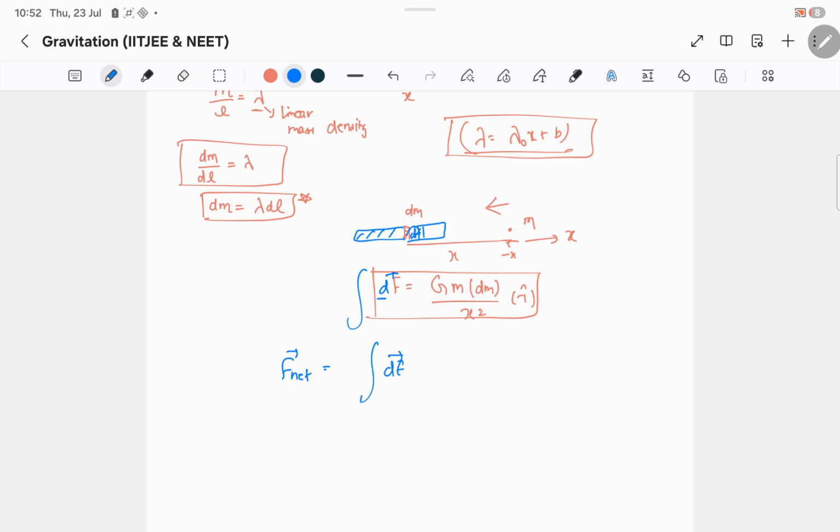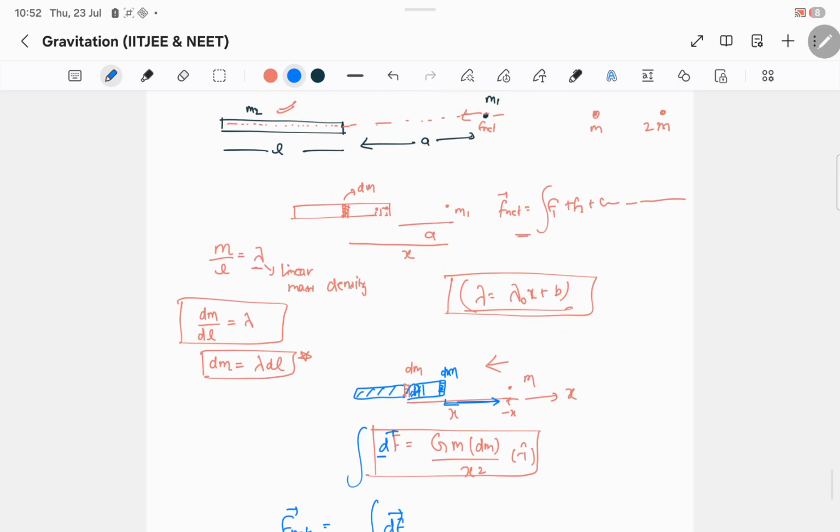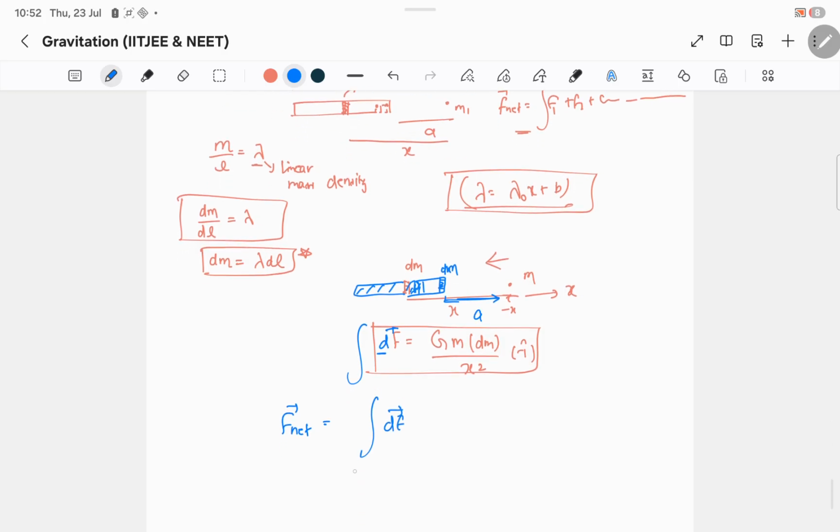Then you have to take care of limit. If your dm mass is here, what will be its lower limit and what will be its upper limit? You can see, if your dm is here, the minimum distance between this dm mass and m is given in the question, that is a. So the lower limit will be a, and if dm is here, it will be a plus l.